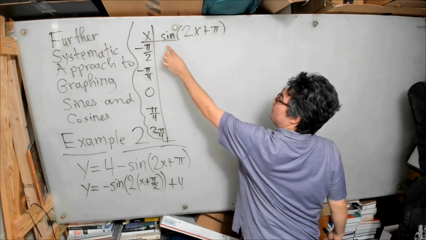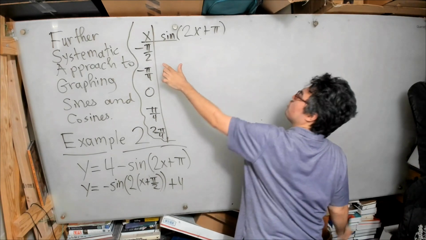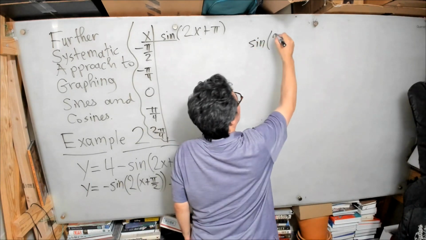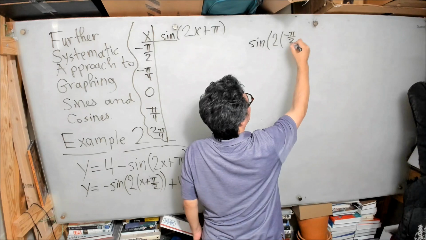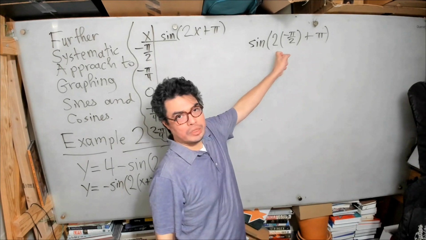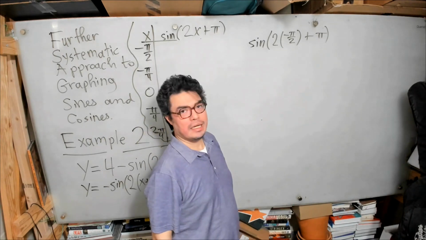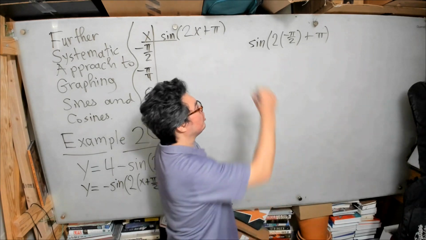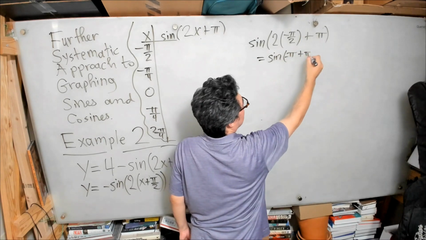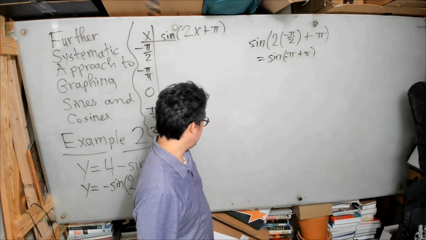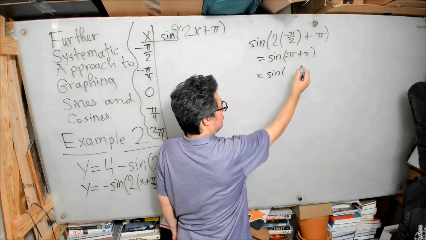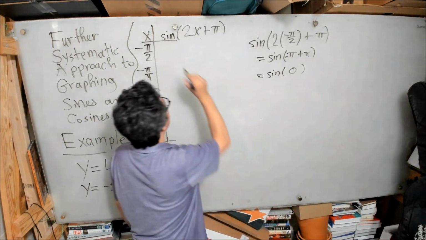So I'm going to now evaluate the sine of 2x plus pi at negative pi over 2. What is the sine of 2 times negative pi over 2 plus pi? Well, you can see that 2 times negative pi over 2 will be negative pi because the 2's will cancel. So this ends up being the sine of negative pi plus pi. Well, you can see here, negative pi plus pi, that's 0. So this ends up being the sine of 0. And the sine of 0 is just 0.